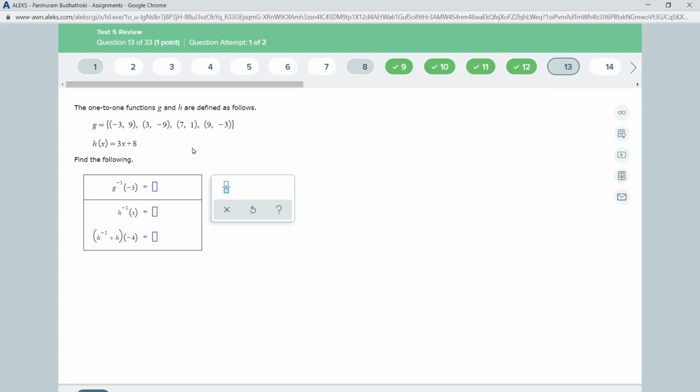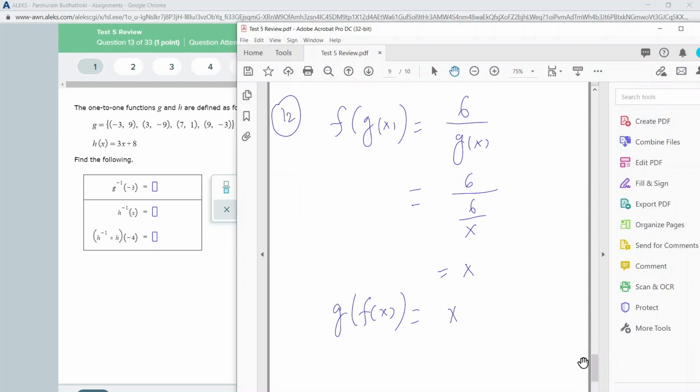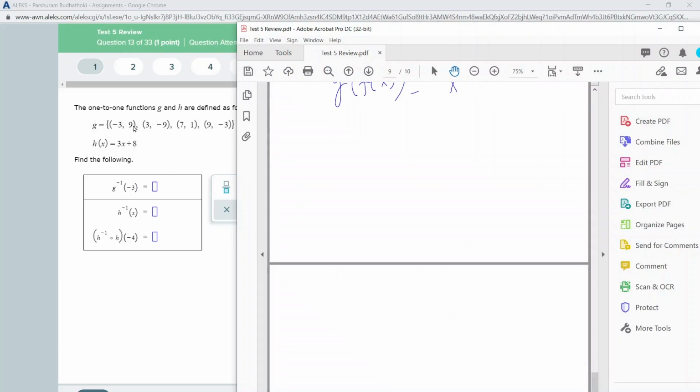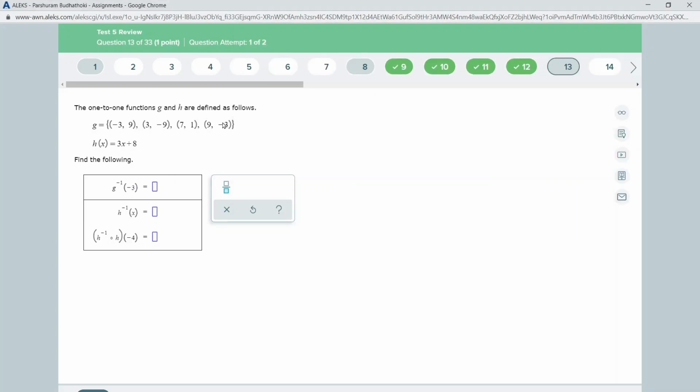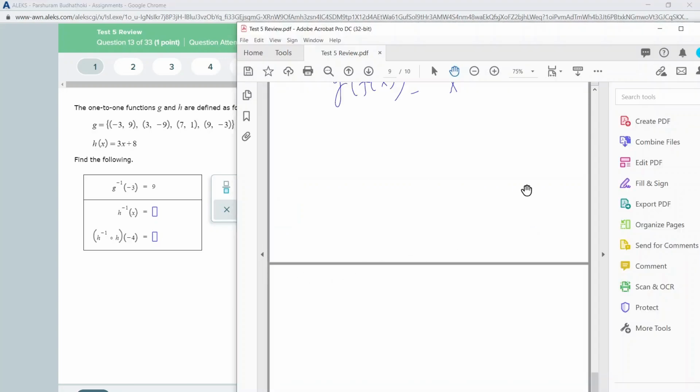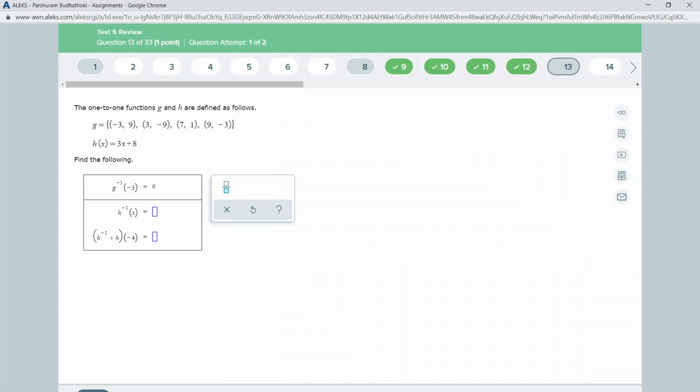Problem 13, and you can see that inverse means reverse. So g of x is given, and for the inverse of g of x, you need to find negative 3 on the y coordinate. Negative 3 is here, so if you go back, g inverse of negative 3 should be 9. It's opposite. This is the y coordinate, you need to find the x coordinate. For h inverse of x, you have to use the step-by-step process for finding the h inverse of x.